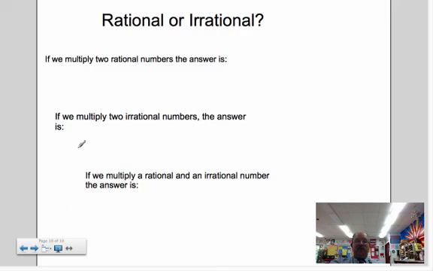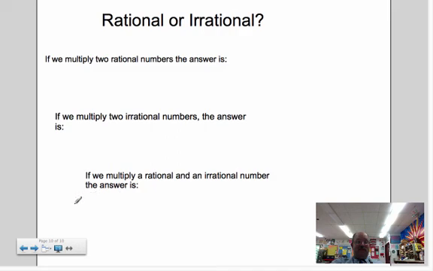Same questions, but this time with multiplication. We'll see if we can chat about them a little bit in class when you're ready. If I multiply a couple rational numbers, what do I get? Another rational number or an irrational number? If I multiply two irrational numbers, what do I end up with? A rational number or an irrational number? And if I multiply a rational number and an irrational number, what am I going to end up with? Rational, irrational, or possibly for any of these, the answer could be, it depends, Mr. Take.